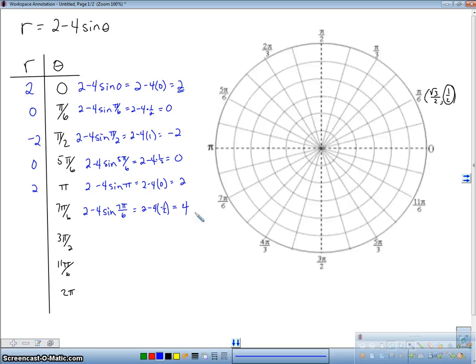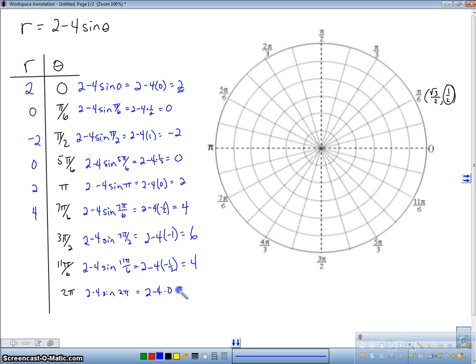You have to actually go through and do all of it to 2 pi, because you'll see that it does not hold the pattern. So 2 minus 4 times the sine of 3 pi over 2. The sine of 3 pi over 2 is negative 1, which gives me 6. And now it'll start to go back. Negative 1/2 gives me 4 again. Two minus 4 times 0 gives me 2 again.